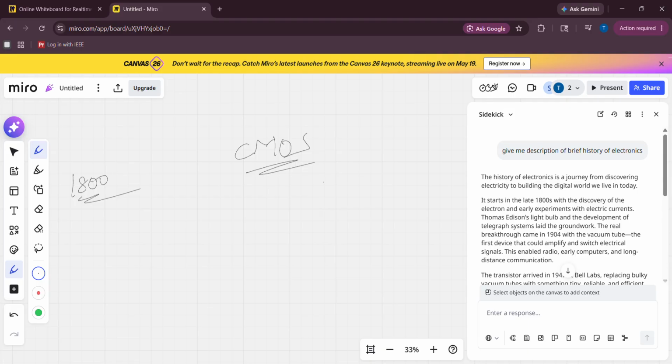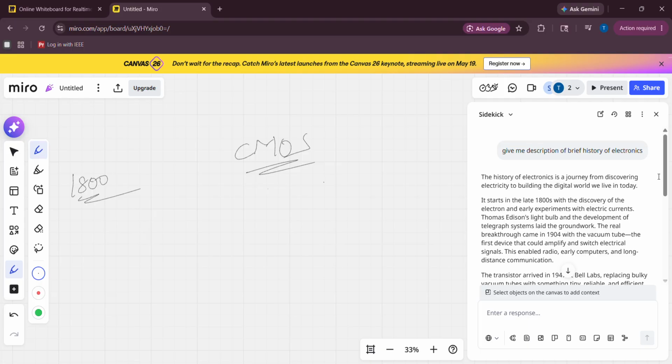So see here, it starts in the 1800s with the discovery of electrons. Later, experiments with electric currents, Thomas Edison's light bulb and the development of telegraph systems laid the groundwork. You know only some scientist names like Edison and some other sources, but there is background work. Behind that invention, a lot of people worked, a lot of experiments were done, a lot of failures, everything was there.